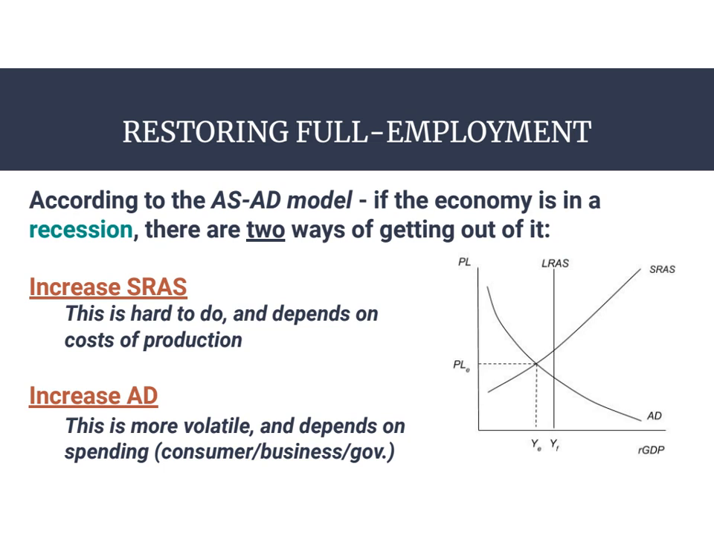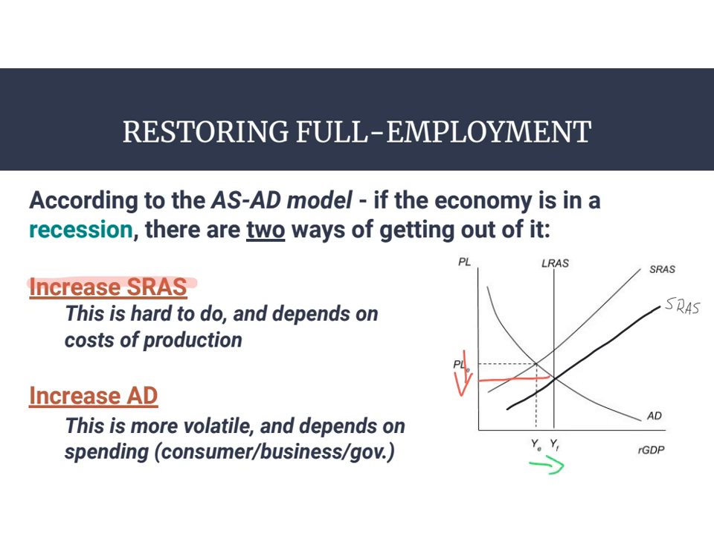All right, so according to the aggregate supply and aggregate demand model, if the economy is in a recession, like we have in this picture over here, there are two ways of getting out of it, and you can kind of just picture it by looking at it, right? One way of getting out of the recession and putting us in long-run equilibrium would be to increase the short-run aggregate supply like this. If you were to increase the short-run aggregate supply, that would decrease the price level, increase the output, and that would put us back at full employment.